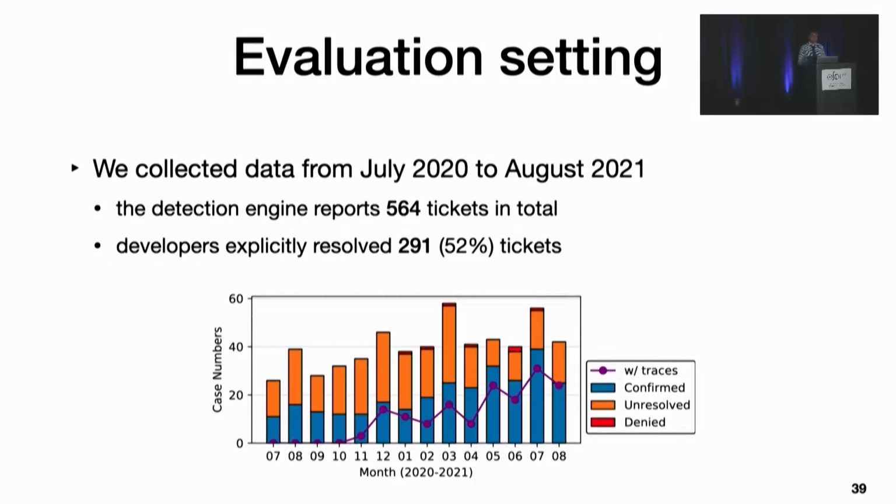We collect data for 14 months and analyze. During this period, RESIN in total detects 564 leaking cases and reports them to developers. The ticket tracking system does not enforce a response, so not all cases will be marked as resolved in the end. Sometimes developers may take actions, but not record the results. Also, RESIN detects many leaks at a very early stage, so developers may not record them as serious incidents. In total, we collect the results for 291 cases.